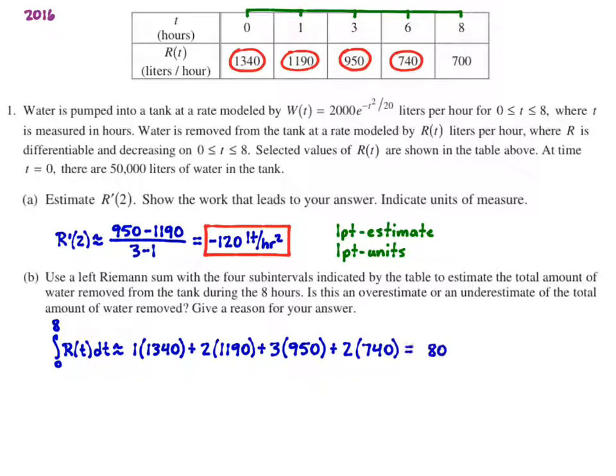And then we can simplify that to 8,050, and the units on that would be liters. So there we have estimated the amount of water that was removed over that 8 hours.